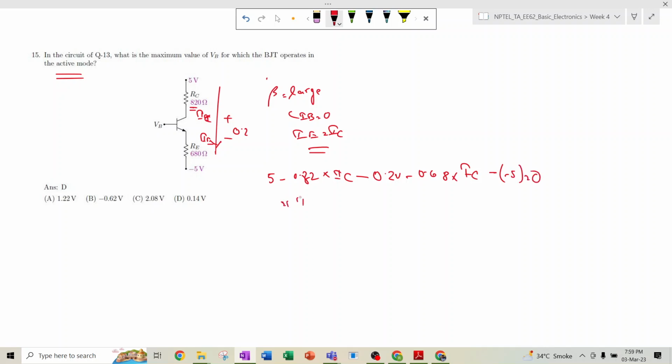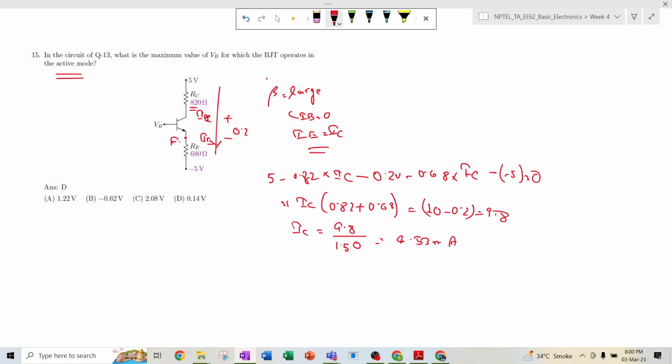So IC is basically 0.82 plus 0.68, and the rest of the things go to this side, that is 9.8. So IC is 9.8 divided by 1.5, okay, so 6.53 milliampere. So 6.53 milliampere is IC.